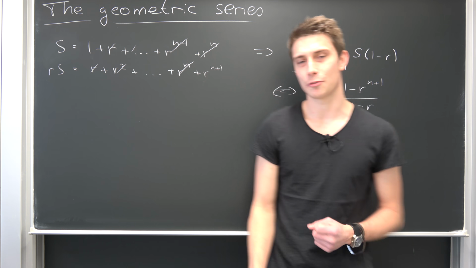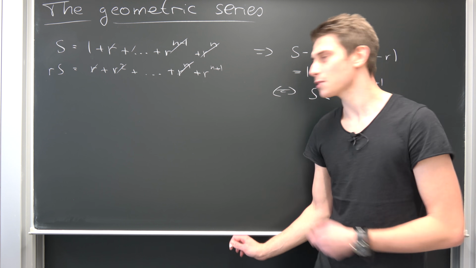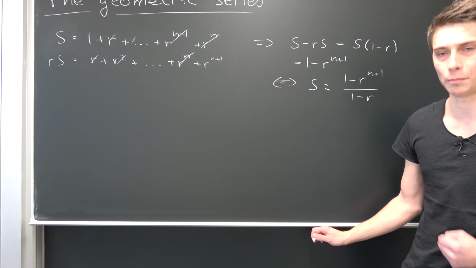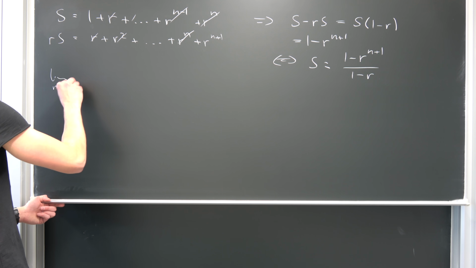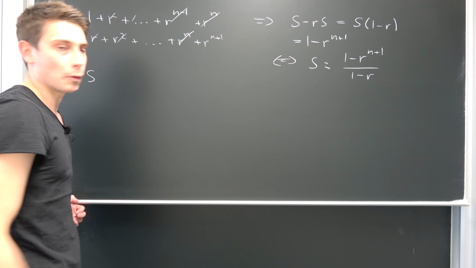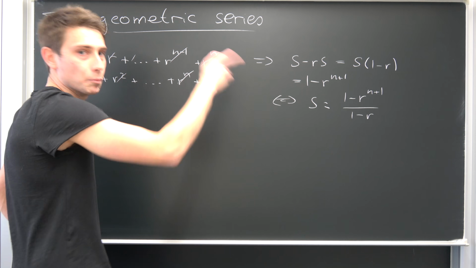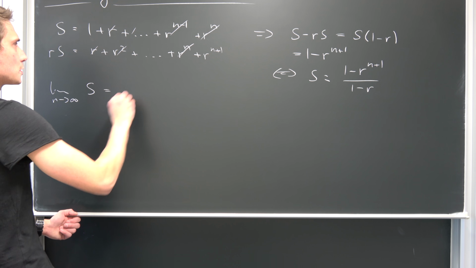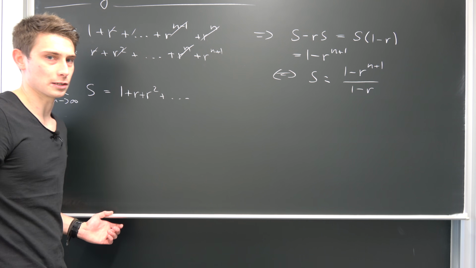What is going to happen if we take the limit as n approaches infinity? What is going to happen? So just taking the limits on both parts. Limit n to infinity of S. Well, on the one hand, we get this right here. So we are going to get more and more terms in this polynomial. So this is 1 plus r plus r squared plus dot dot dot up until infinity.